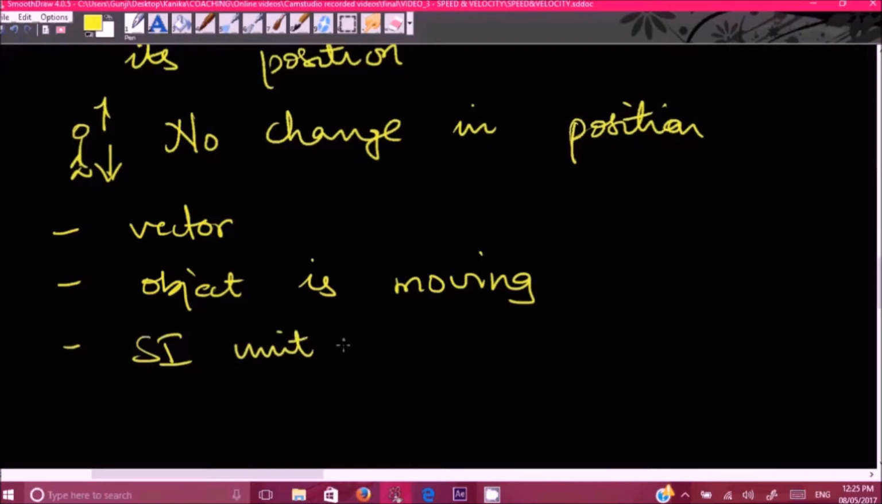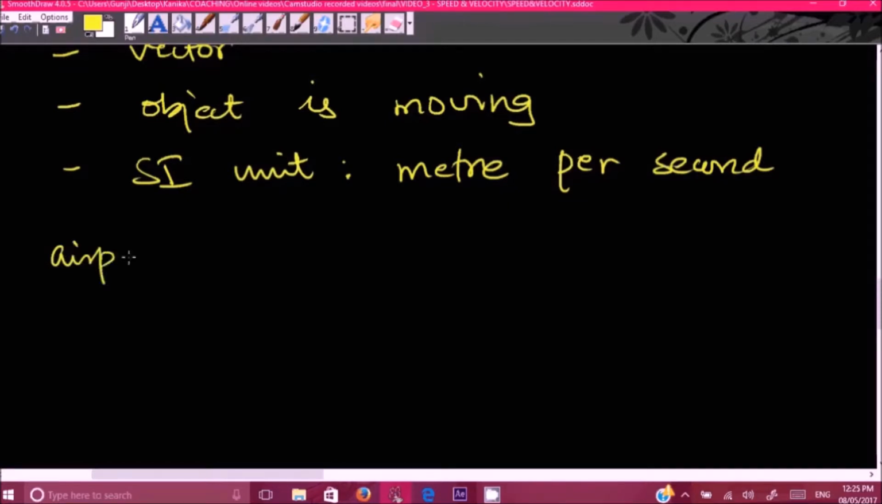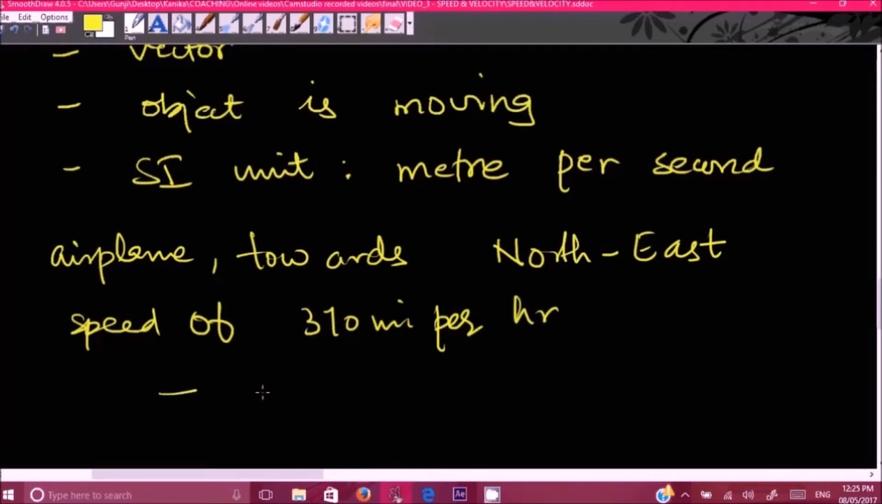And the SI unit of velocity is meters per second. For example, there is an airplane which is heading towards northeast with a speed of 370 miles per hour. Its velocity will be 370 miles per hour northeast.